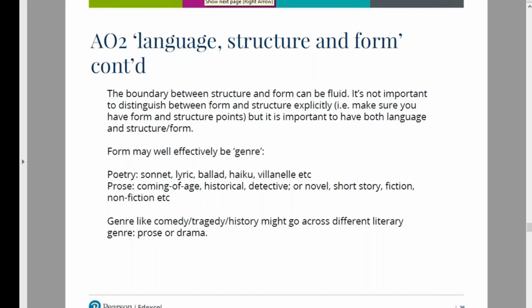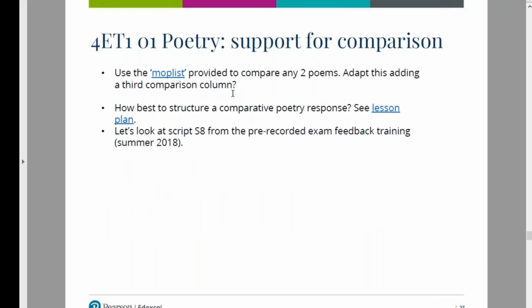Okay, so I'm just going to come back to poetry now. I already looked at the exemplar at the beginning of the session. One of the other things I was thinking about was how to approach the comparison of the two poems, because lots of teachers asked me about that. So I was looking around to see what resources we've offered.